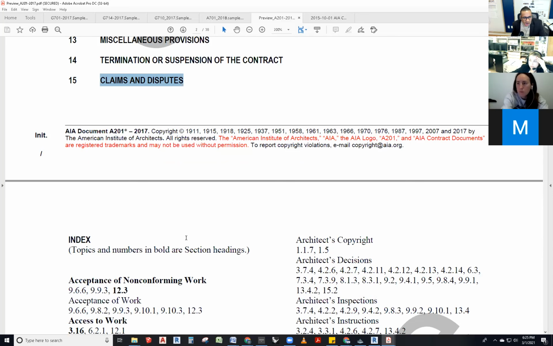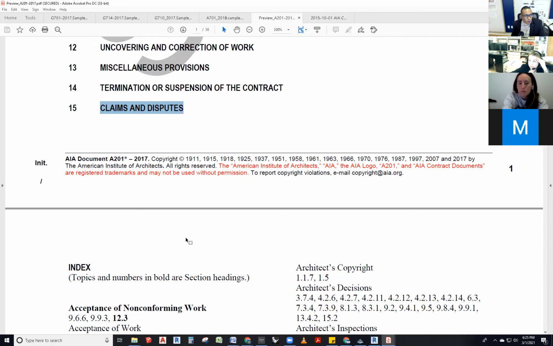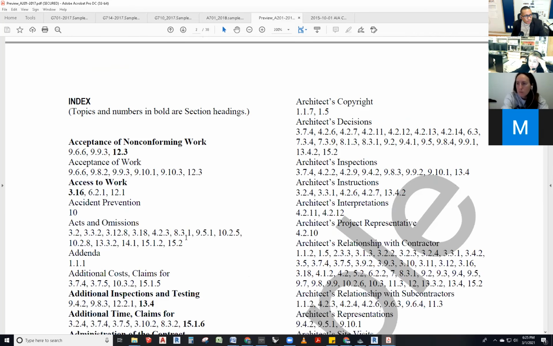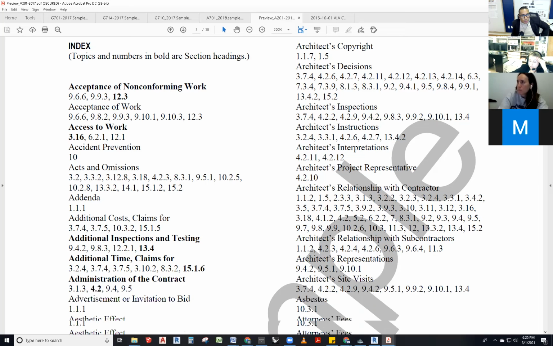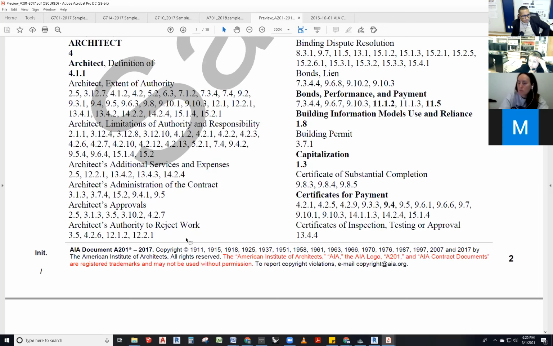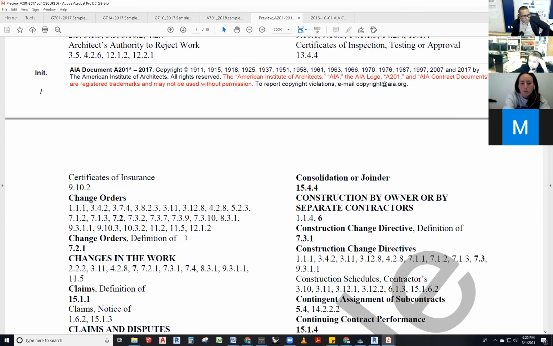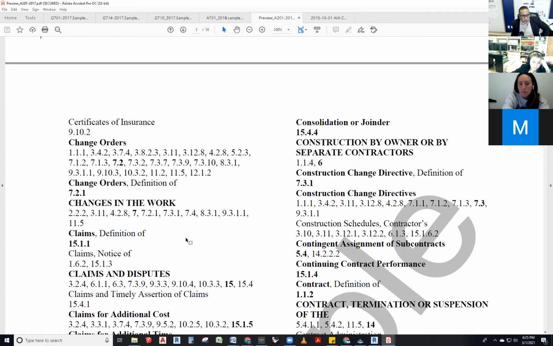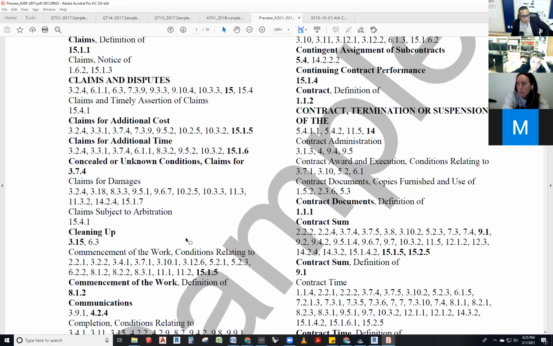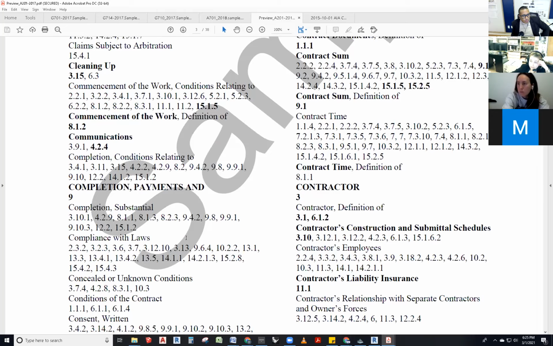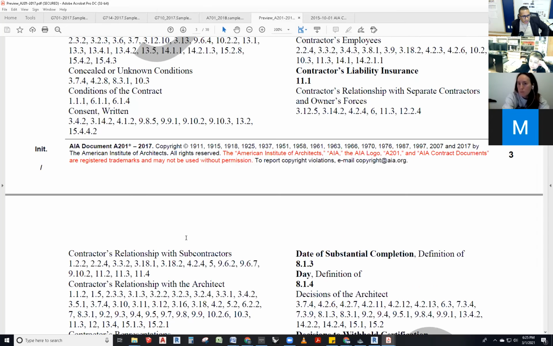Just like any of the other contracts, claims and disputes is one of the last articles. We go right through, and then we have an index that lists all of these terms and tells you where they are located. I would say you should all be familiar with all of the terms that are in here, and most of the time they do get explained within the A201. But I want you to understand what they are, what they mean, and how they work.